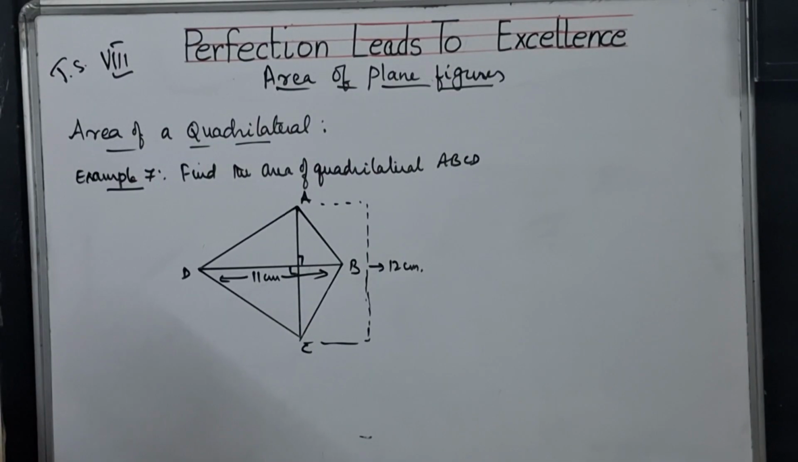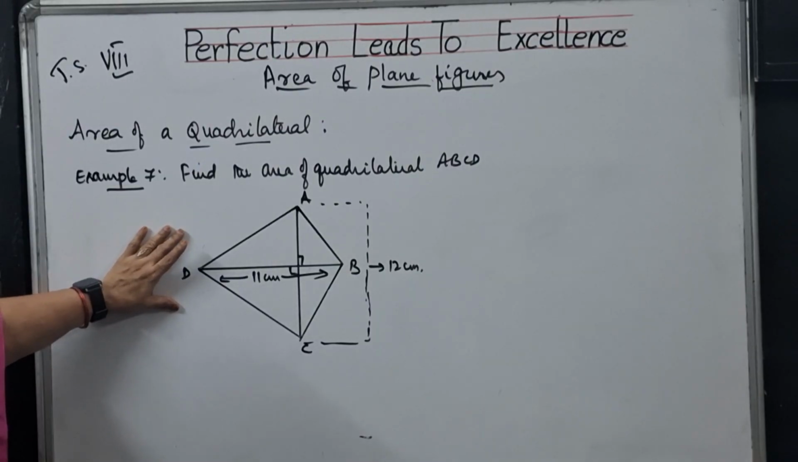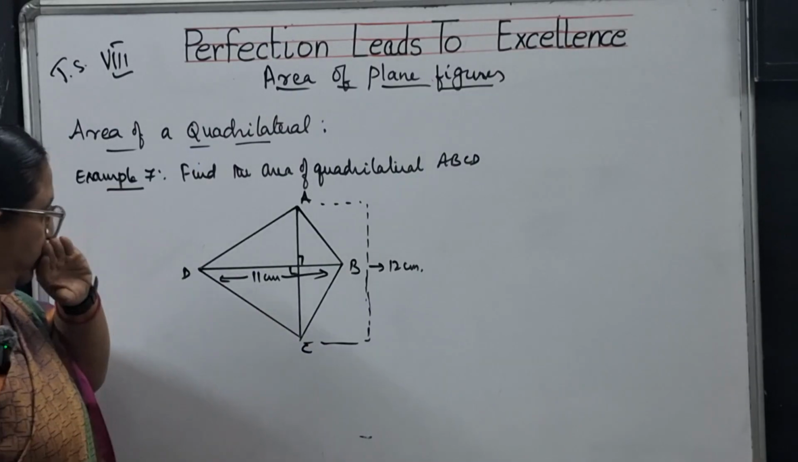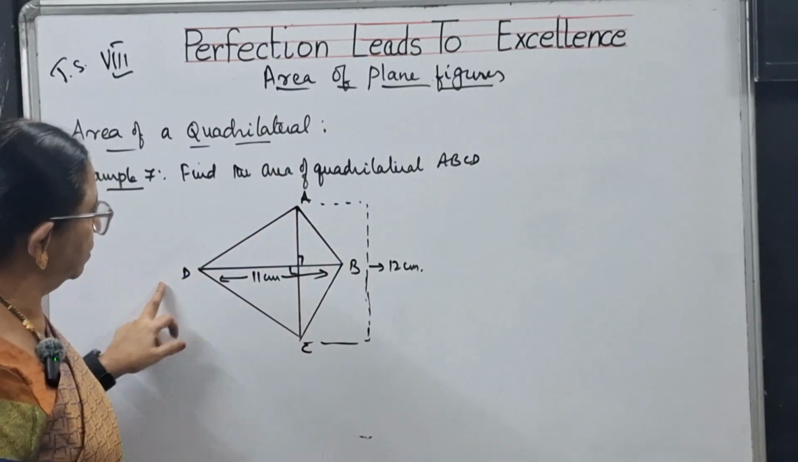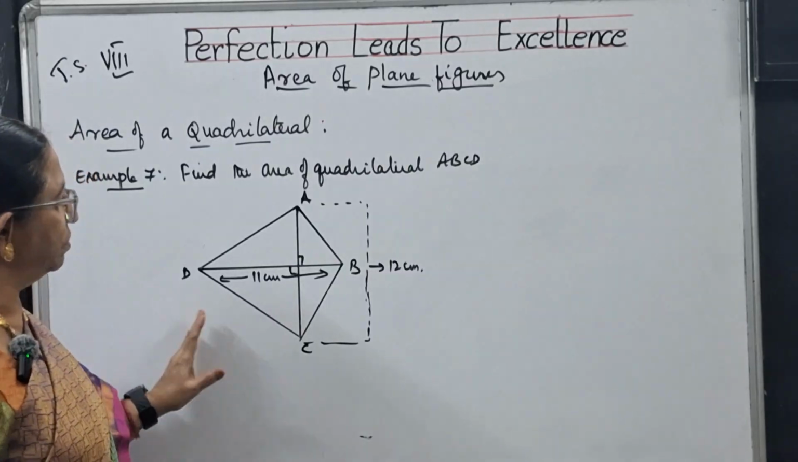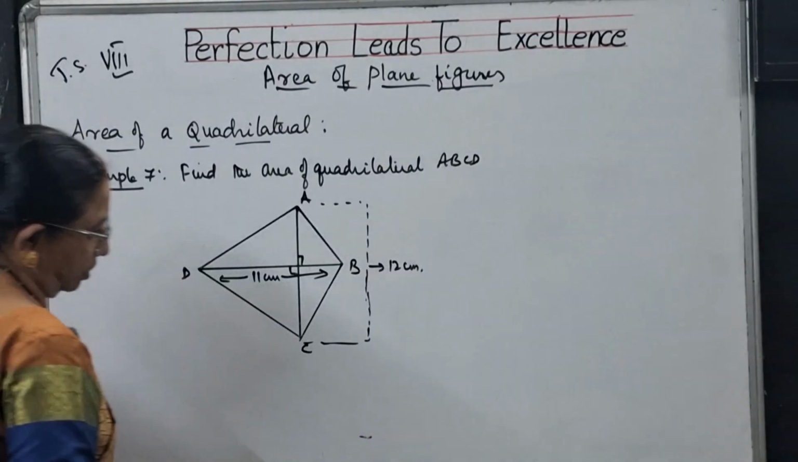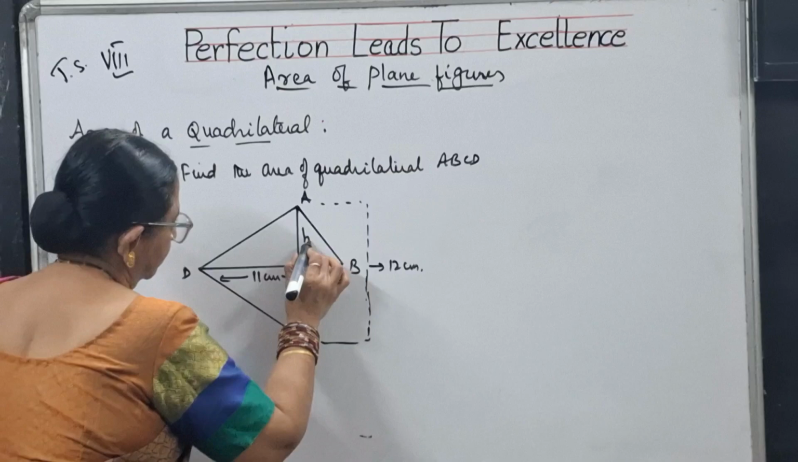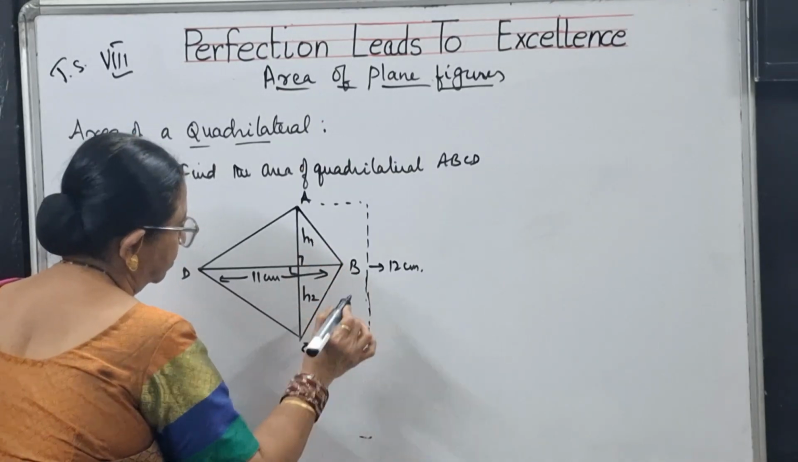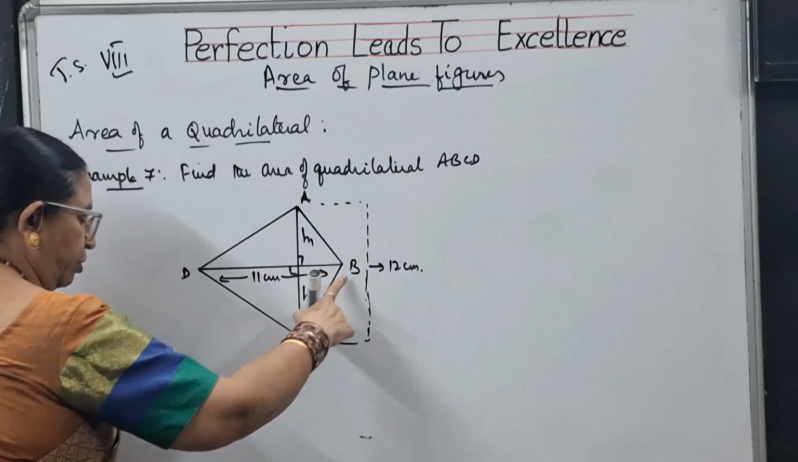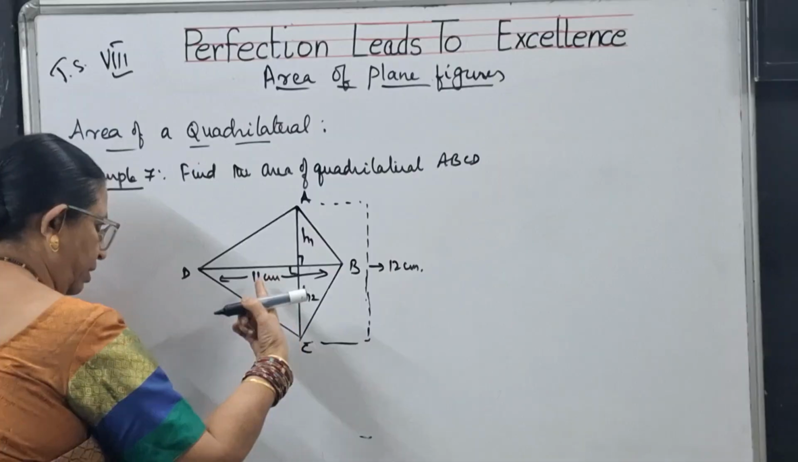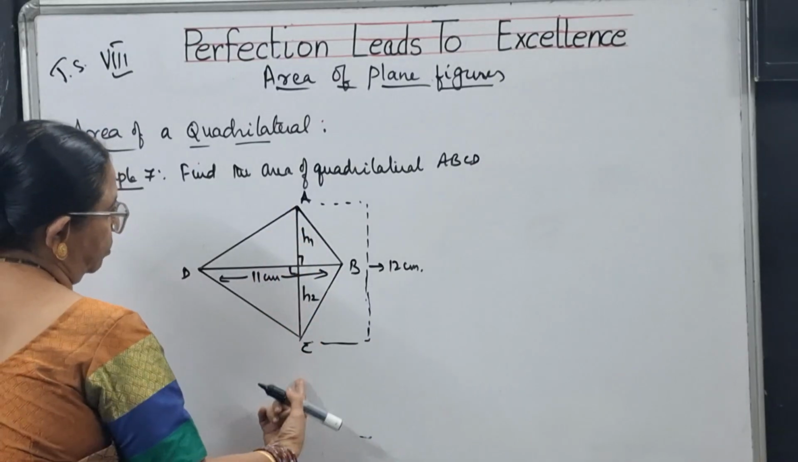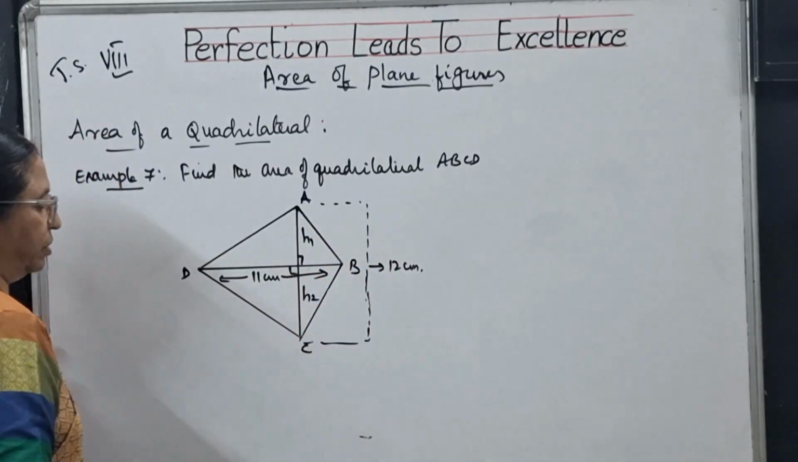In example 7, children, they have given this figure. ABCD is the quadrilateral. You need to find out its area. So here, this is considered as H1, this is considered as H2. From D to B is 11 centimeters and from A to C is 12 centimeters.